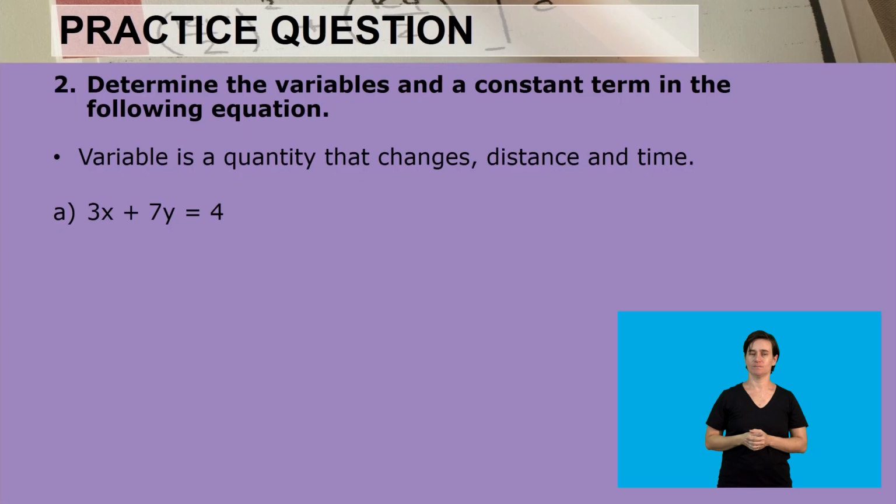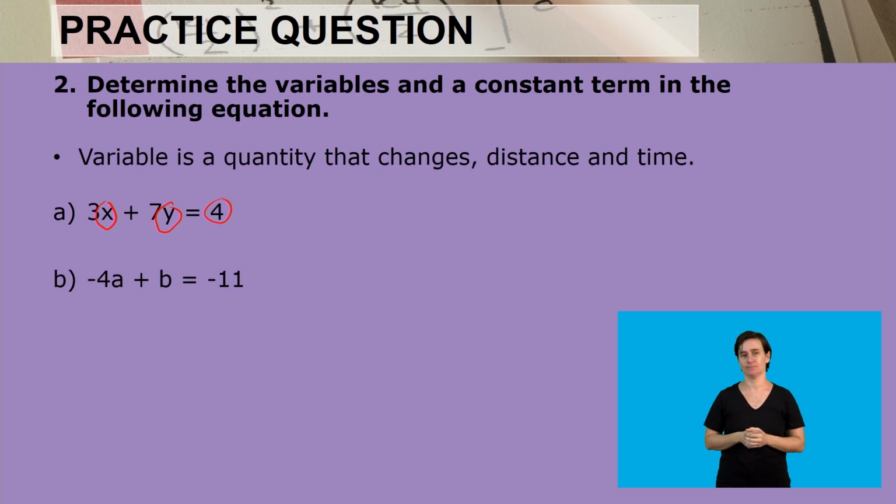So in this case, let's look at the first one. It's 3a plus 7y equals 4. Which values are likely to change? Variables would be where we are going to put a number, like a is a variable and y is a variable. They can represent any other number. That's why they are called variables. And then a constant term would be 4, because that's the one that would remain the same in that equation.